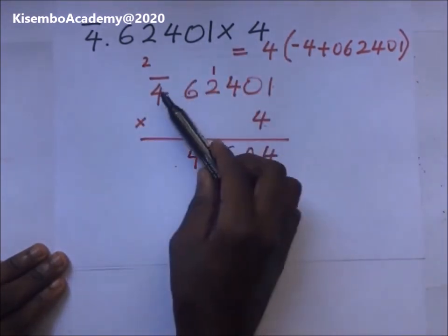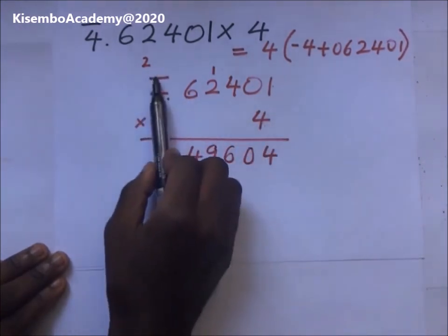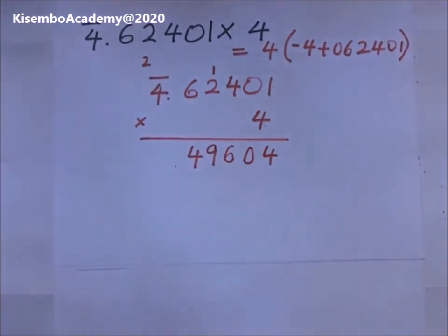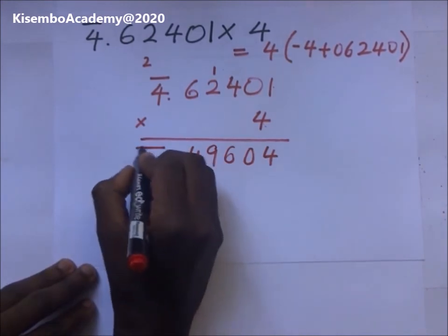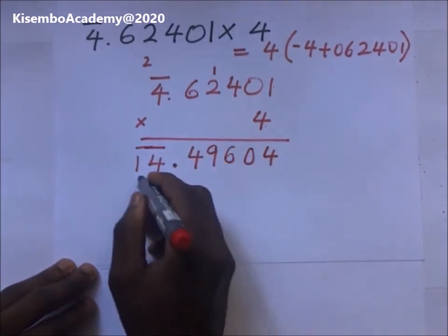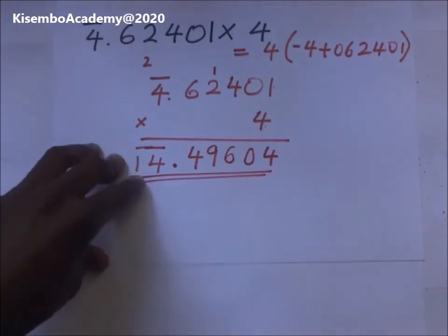So you write 4, you carry 2. So 4 times negative 4 is going to be negative 16. Negative 16 plus 2 is going to give us negative 14. So it becomes bar 14 point, like that. And that is how we multiply logarithms with negative characteristics. Now we are going to look at how we divide logarithms with negative characteristics.